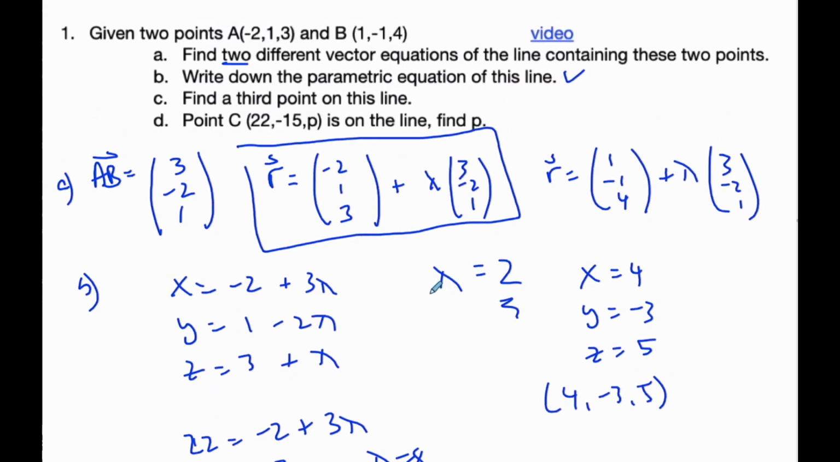And so in vector equations or parametric equations, we change this parameter lambda. That changes the length of this direction vector, and it adds that length onto the initial point.